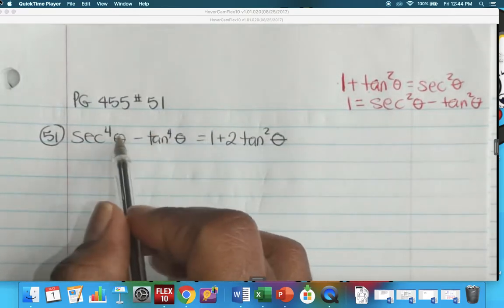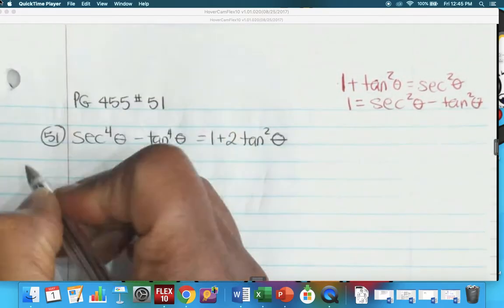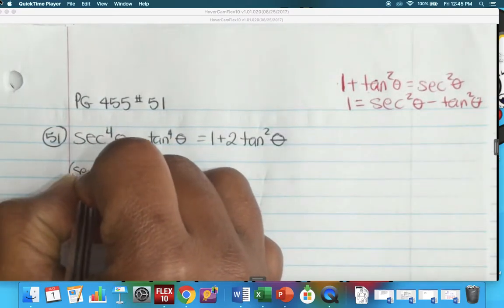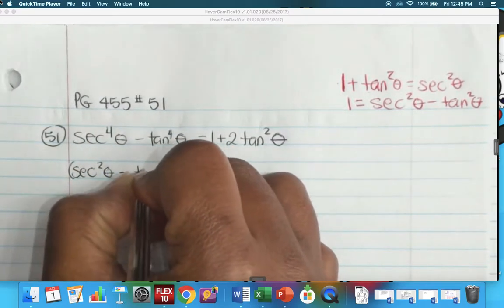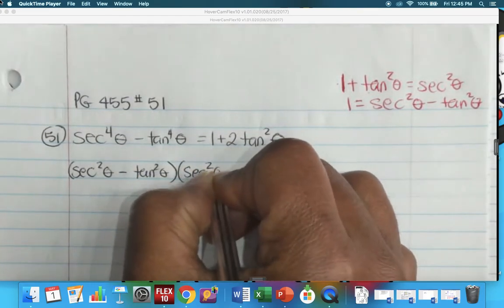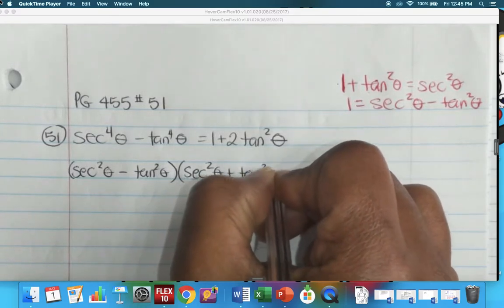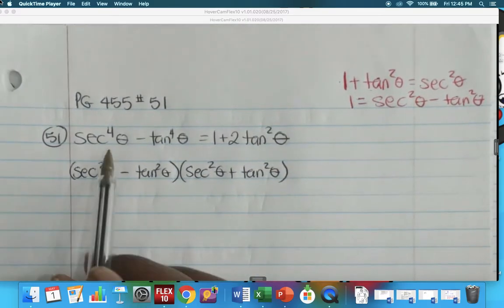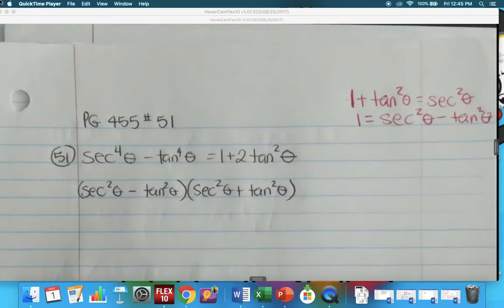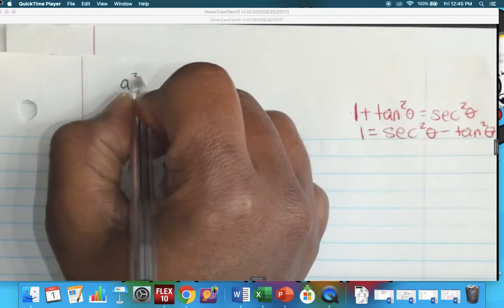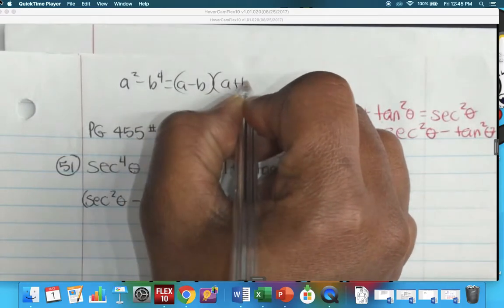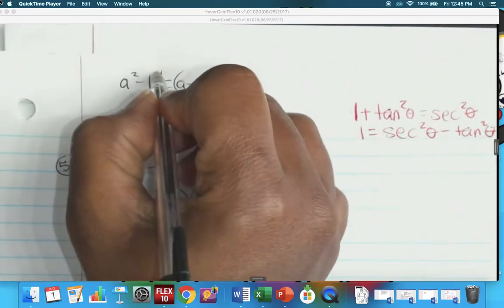So let's start on the left side. Let's factor. It's like I have something squared minus something else squared. Difference of two squares means I have the first one minus the second one times the first squared term plus the second squared term. Right? And if you don't see that, you can think of it as A and B. If I had A squared minus B squared, that would just be A minus B times A plus B.